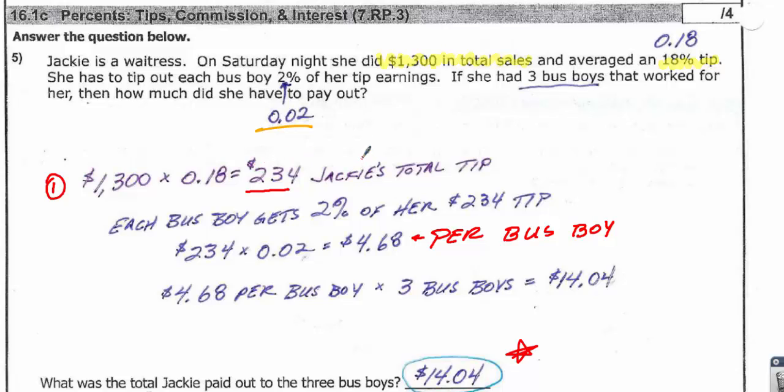$234 in tips. She tips out the busboys 2% of her tip earnings, not of the 1,300, but of her part. So each busboy gets 2% of her $234. That's $234 times 2%. That's $4.68 per busboy. And since she tipped 3 busboys, we take the $4.68 times the 3 busboys. We get 1,000 busboys. Wish it was 1,000. We get $14.04 total that Jackie paid out.